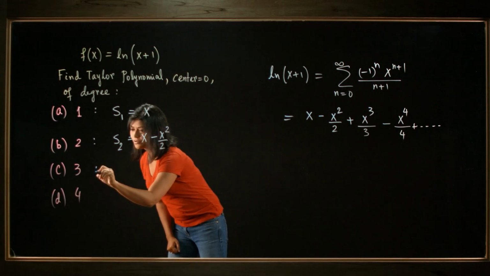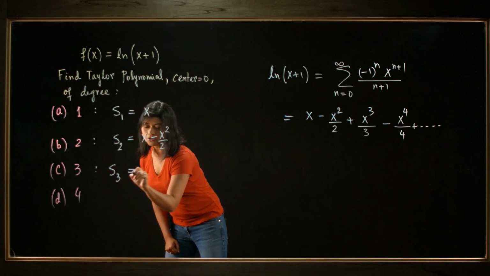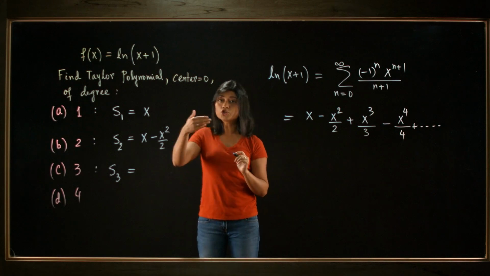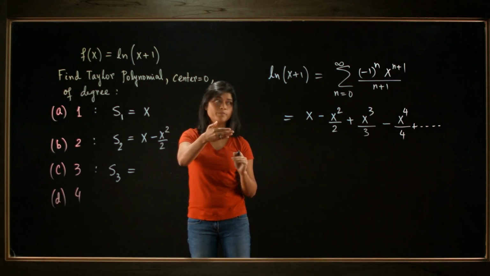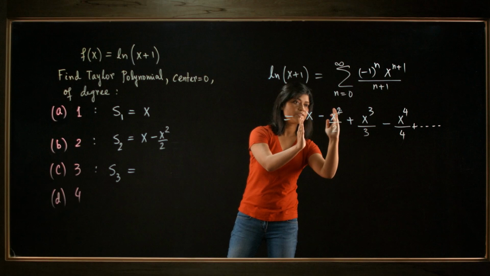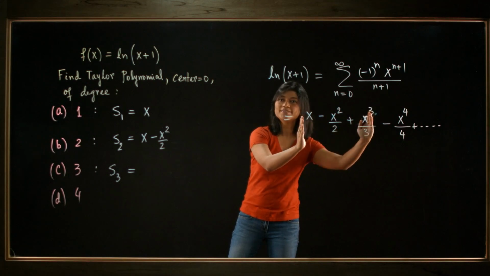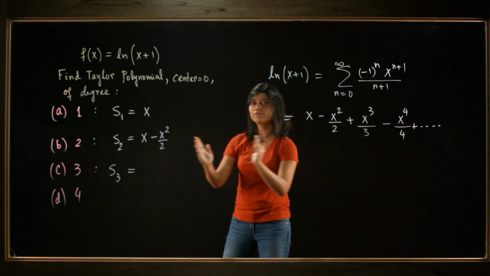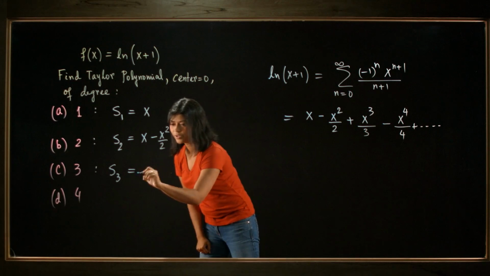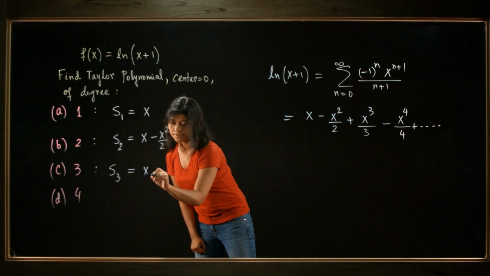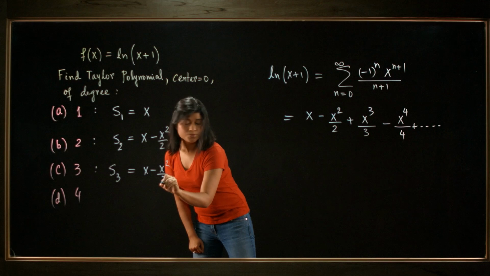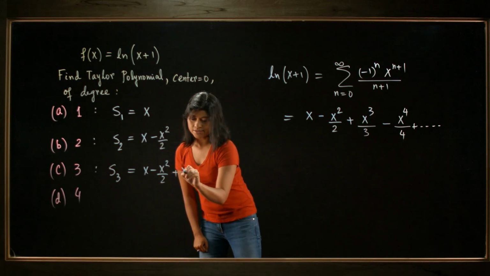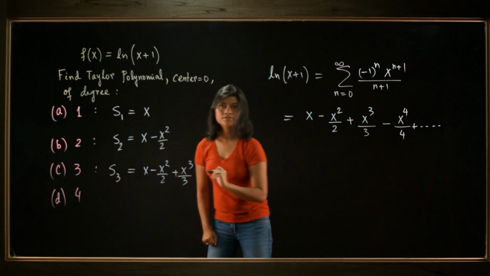So let's continue. What is the third degree polynomial? What is S3? You will stop at the x cubed term. So first term, second term, and look, the third term has the cube. So the first 3 terms will give you the third degree polynomial. So it will be x minus x squared over 2 plus x cubed over 3.